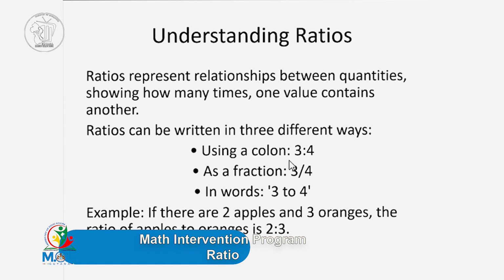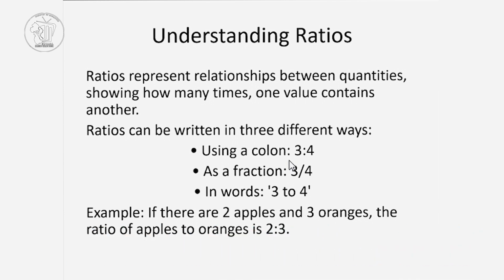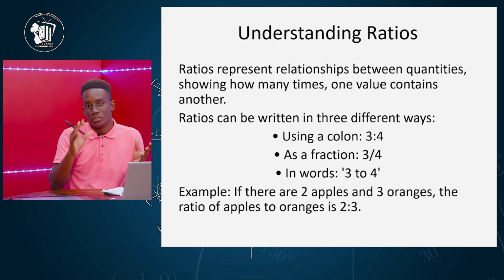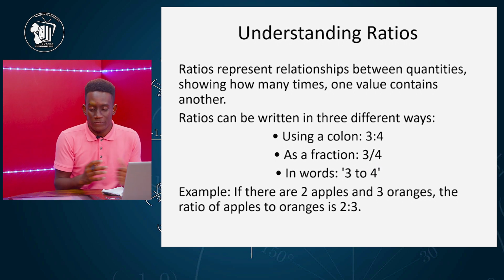As I said earlier, ratios represent relationships between quantities, showing how many times one value contains another. Now, ratios are written three ways. First of all, it's written using the colon. In the first example, we have 3 to 4, and that is how that is read, 3 to 4. Also, a ratio can be written as a fraction. The 3 to 4 is written as 3 over 4, which is showing 3 to 4. And also, it is written in words, 3 to 4. So those are three ways we can represent a ratio: using the colon, a fraction, or even in words.